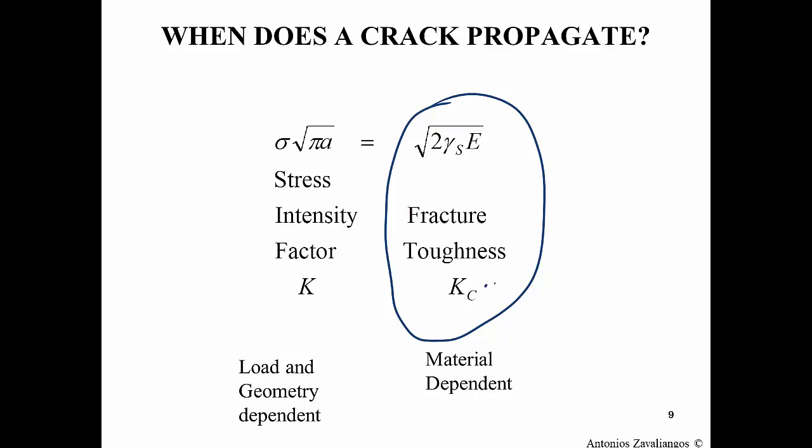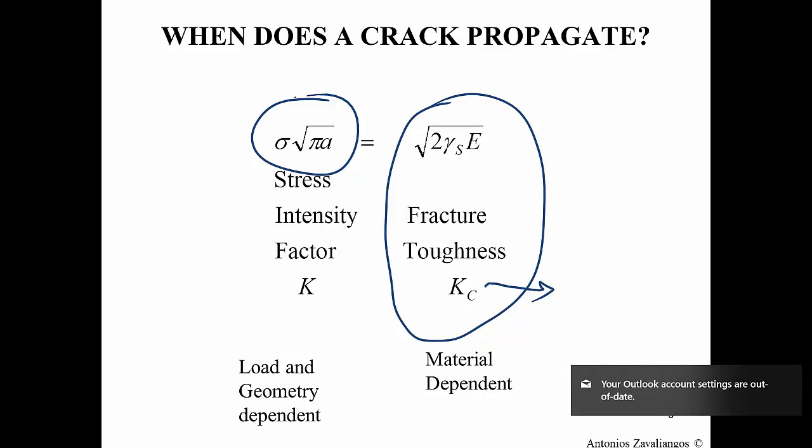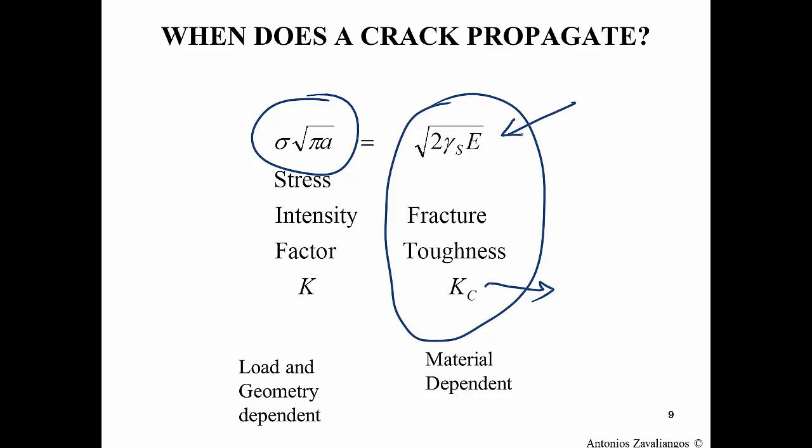So fracture toughness is the material property that when a combination of load and geometry parameters reach that critical value, then fracture occurs. And to a first approximation, this fracture toughness can be expressed as a function of the surface energy and the elastic modulus. We will see later whether this is a good approximation or not, but for the time being, that's what it is.